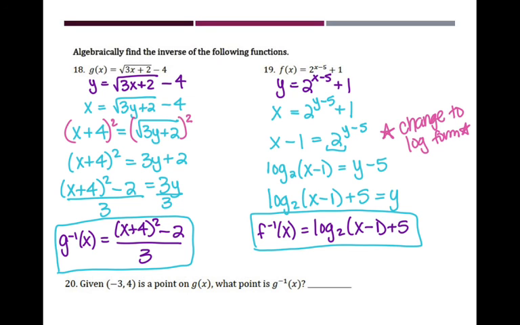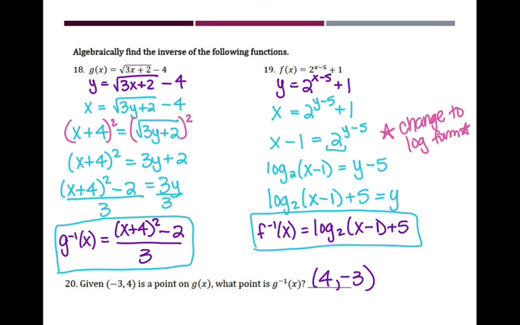an exponential function. For number 20, given negative 3, 4 is a point on g of x, what point is on g inverse of x? This one's super simple. Just switch your x and your y coordinates, which is why when we're finding the inverse, we switch our x's and y's.